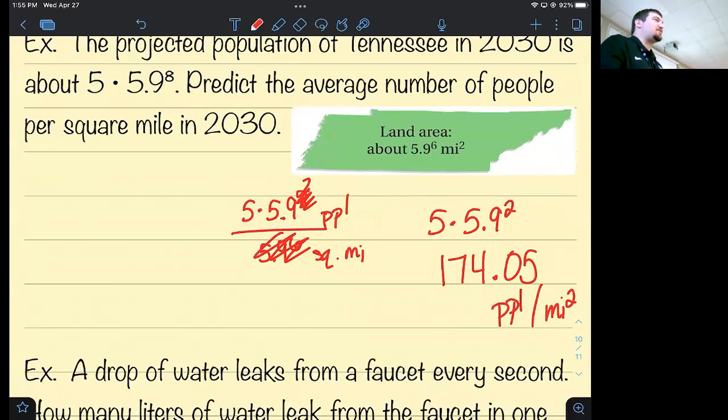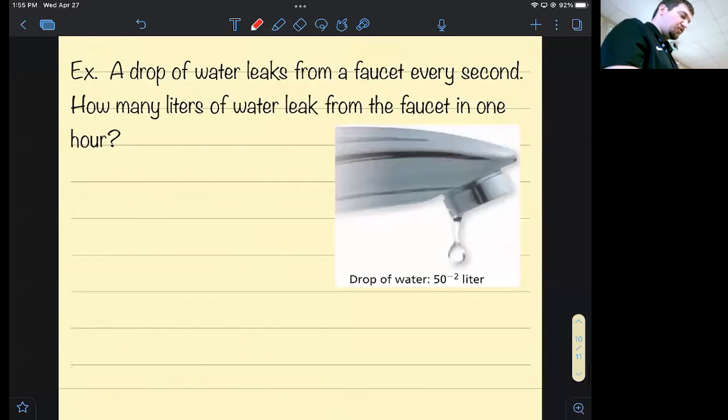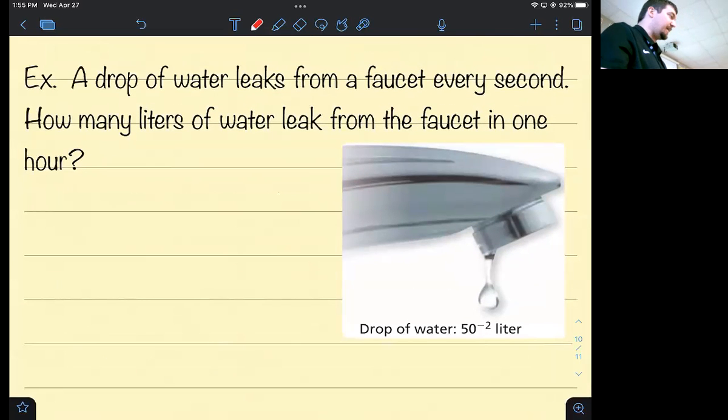The population of Tennessee is not going to be 174 people. That's how many people they're predicting per square mile. And let's do our last one here. A drop of water leaks from a faucet every second. How many liters of water leak if the faucet's on for 1 hour?